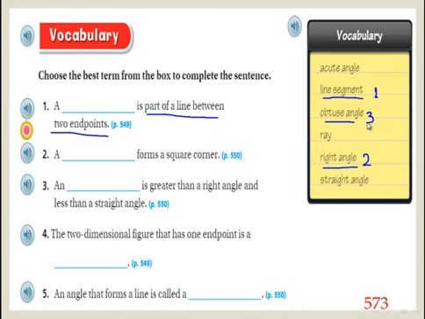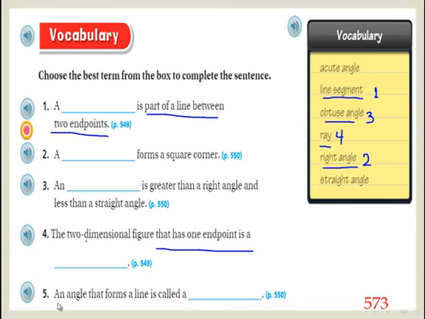Let's see question number 4. The two-dimensional figure that has one endpoint is a blank. Well done, good job. Ray is ray. So this word for question number 4.